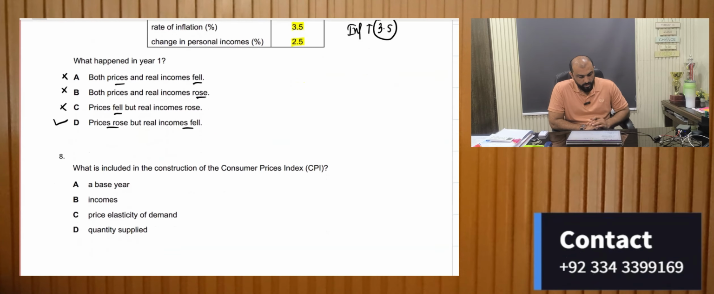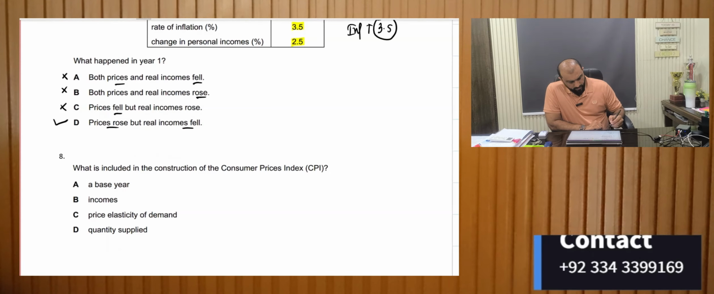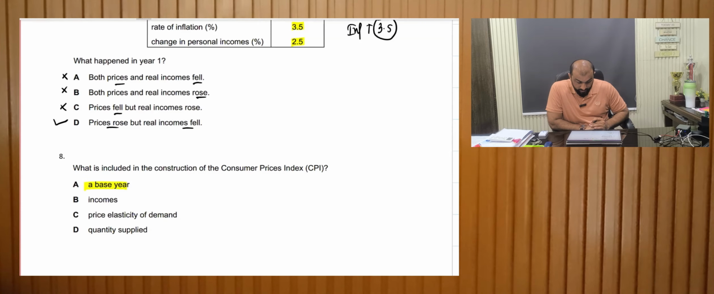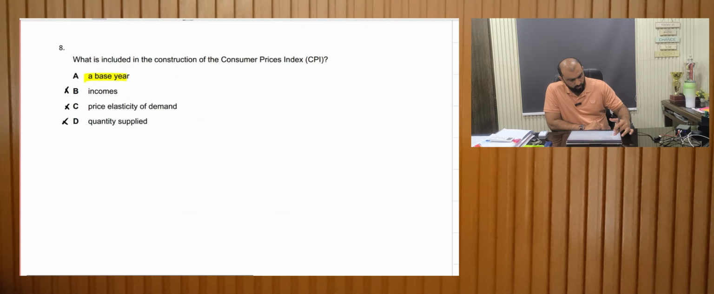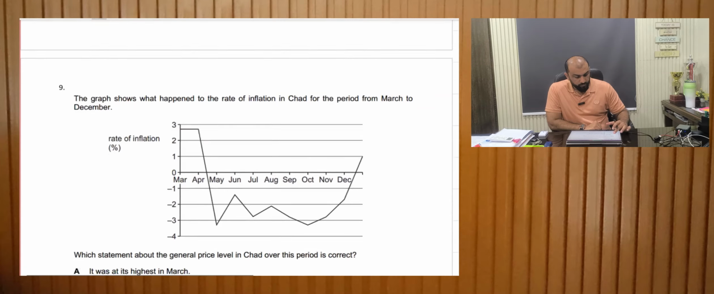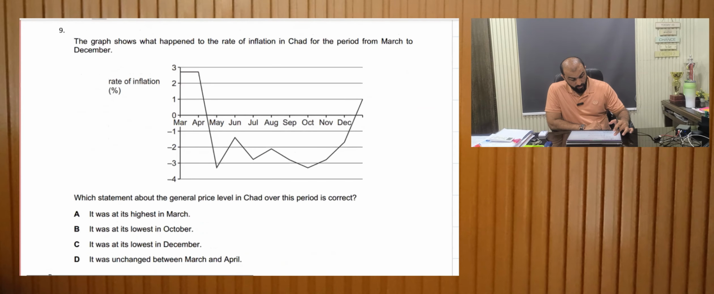What is included in the construction of the consumer price index? A base year? Yes, it is. Incomes? No, income is not included. PED and quantity supplied are also not included. Base year is included. So this was a relatively very easy MCQ.